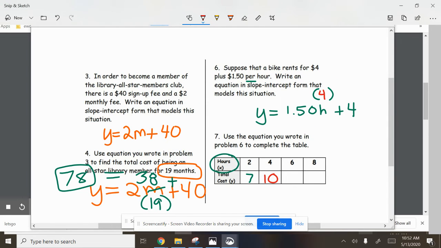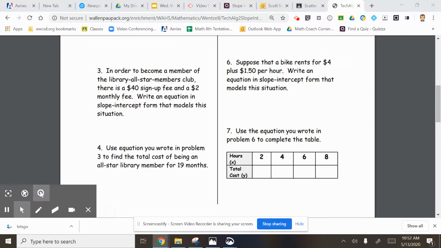But if I have the next one, you put the 6 here, and it equals 9 when you multiply it. 6 times $1.50. And you add the 4 there, you're going to get 13. And then do that last one for me. Plug in 8 here. 8 times $1.50, you're going to get 12. You're going to get 16. Okay. Cool. Let's go ahead and go to what you're going to be having to do after this.